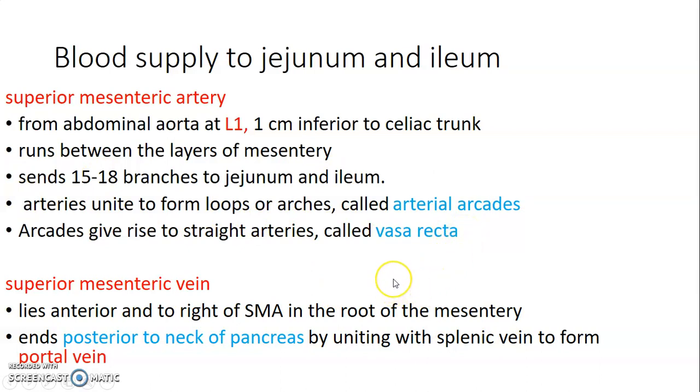And venous drainage is by the superior mesenteric vein, which usually lies anterior and to the right of the superior mesenteric artery in the root of the mesentery, and it ends posterior to the neck of the pancreas. What is the termination of the superior mesenteric vein? It unites with the splenic vein at the posterior neck of the pancreas to form the portal vein. So the portal vein is formed by the union of the splenic vein and superior mesenteric vein posterior to the neck of the pancreas.